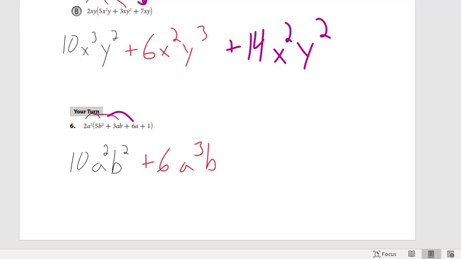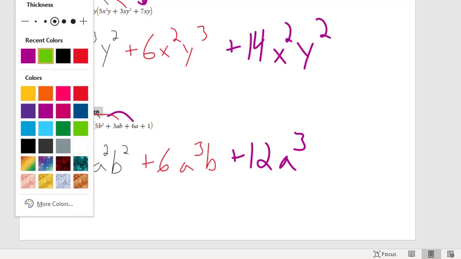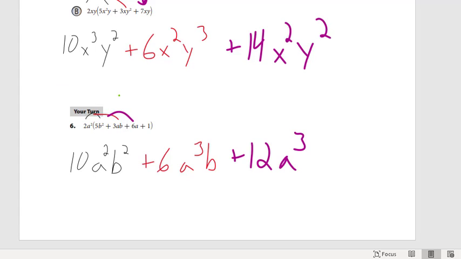2a squared times 6a. 2 times 6 is 12. A squared times a is a to the third. And then finally, to the last one, 2a squared times 1 is 2a squared.